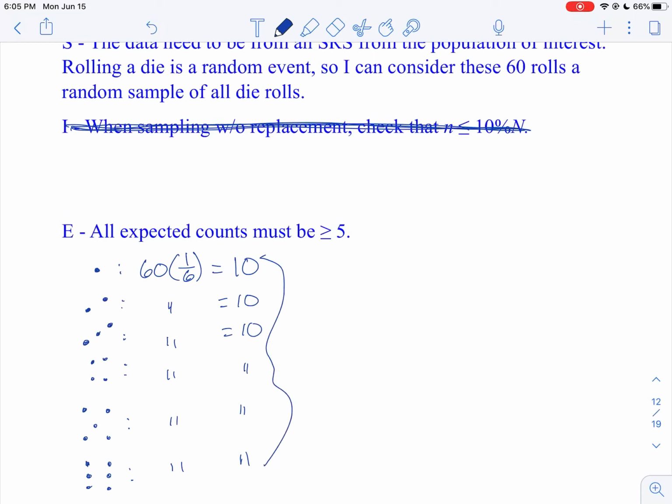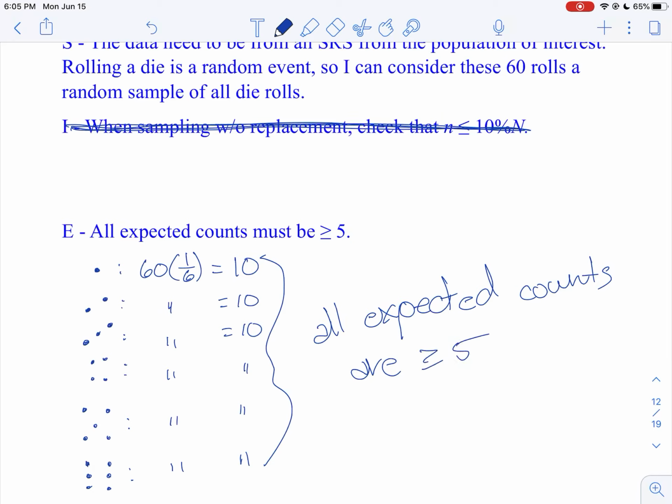So then I would say all expected counts are greater than or equal to 5, because they all came out to be 10, which obviously is greater than 5. Okay.